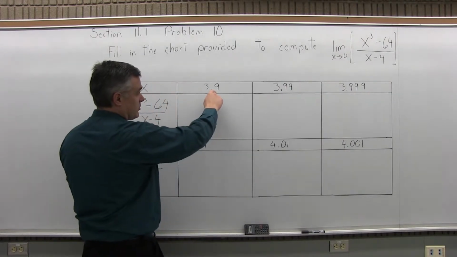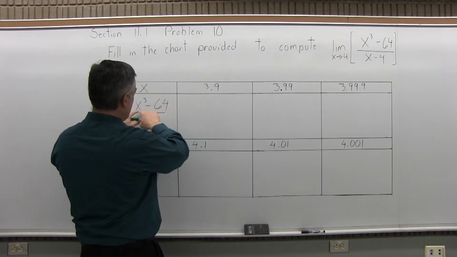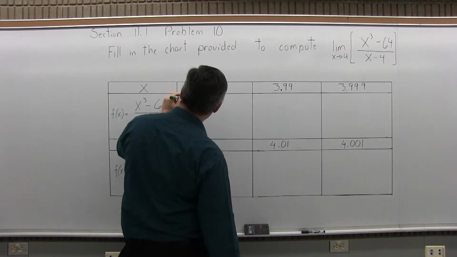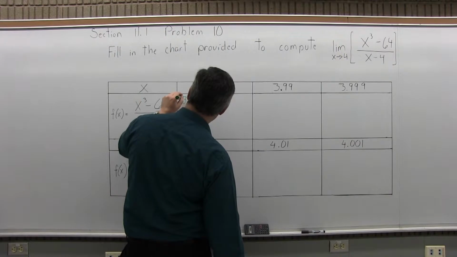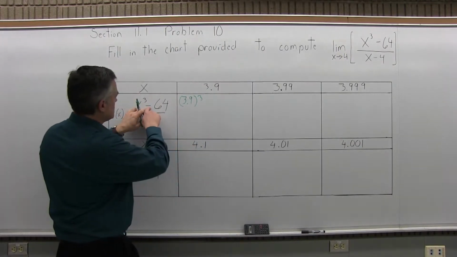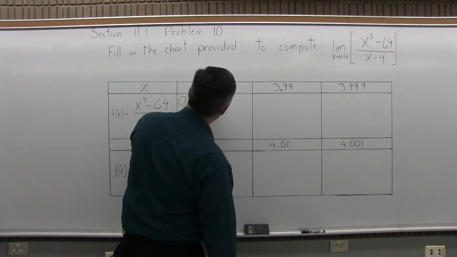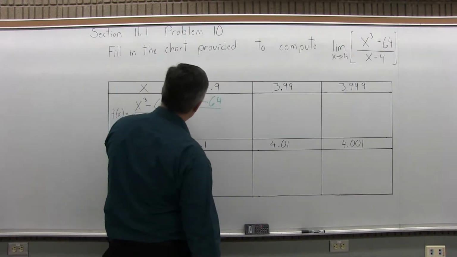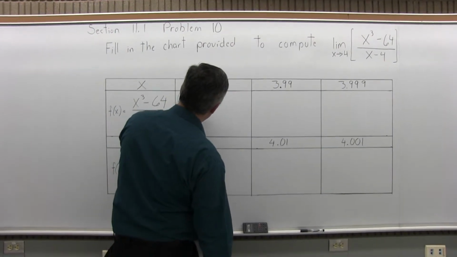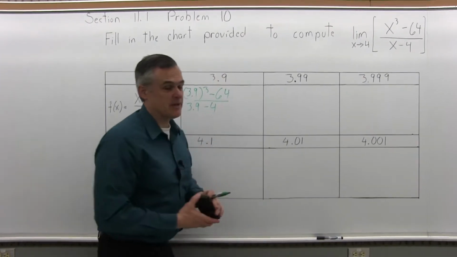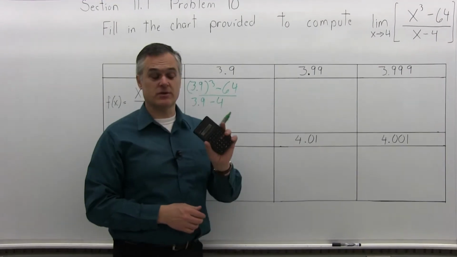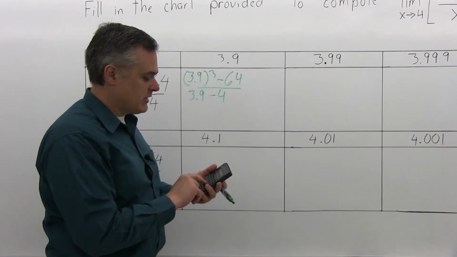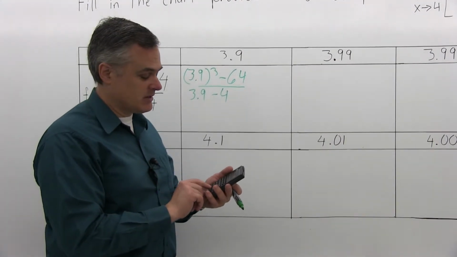We're going to put in 3.9 first as our input value, or x value, into the function that's given. So the x cubed becomes 3.9 cubed, or third power. We're going to subtract 64. And then the denominator, x minus 4, becomes 3.9 minus 4. And we'll just do that math again because of the third power and the decimals involved. You're going to want to do it on a calculator, which will go reasonably quick. So 3.9 third power, 3.9 times 3.9 times 3.9.